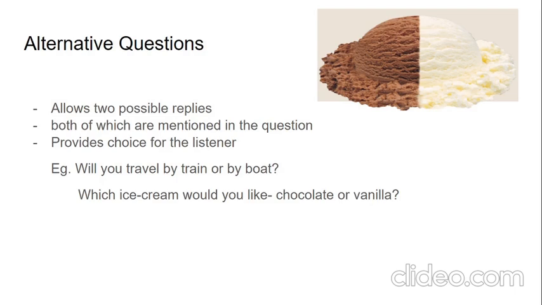Which ice cream would you like? See, when you go to the shop, the shopkeepers ask you, right? Which one do you like? And showing you the choices out there. So you will have to pick your preference. So which ice cream would you like, chocolate or vanilla? So you'll have to choose either chocolate or vanilla. So either one of them. Such questions are called alternative questions, where you are allowed two possible replies.